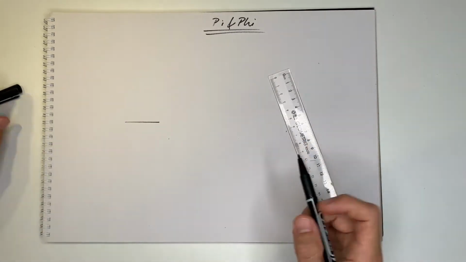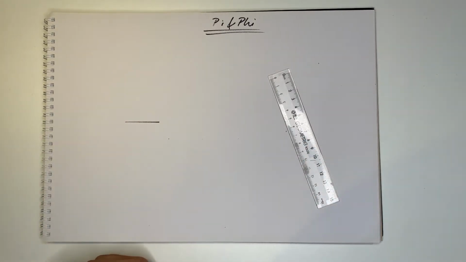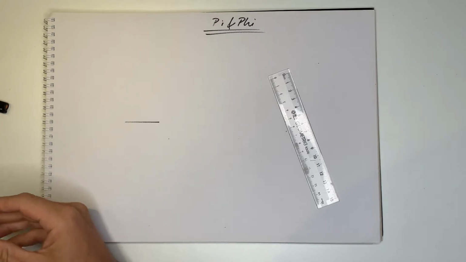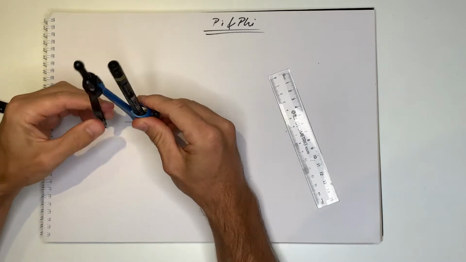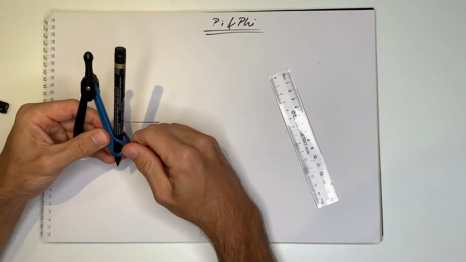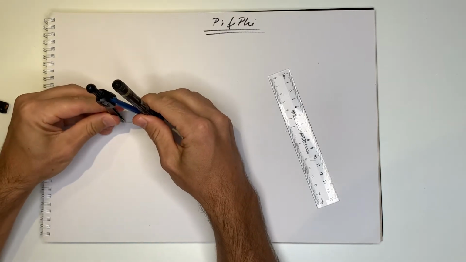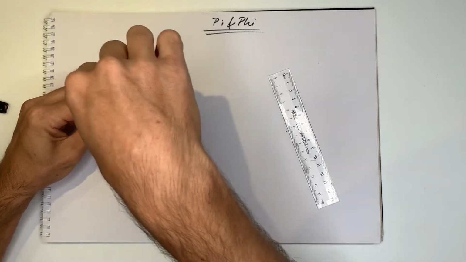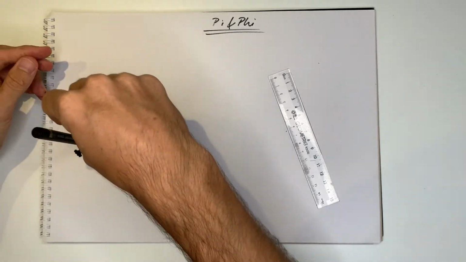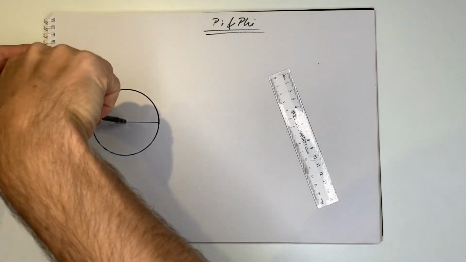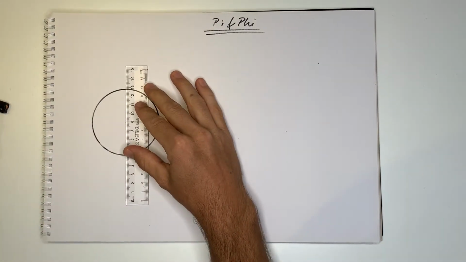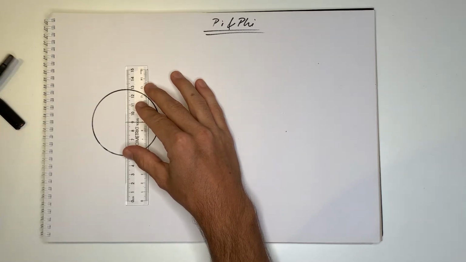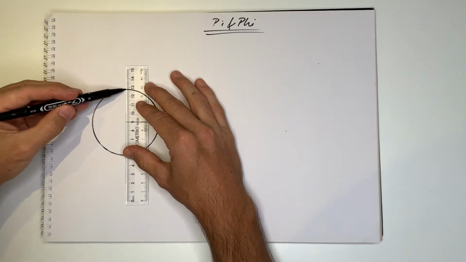I start with an arbitrary line. This line I will use as a radius to make a circle. Now let's see that all the instruments are working. So we make a circle from this, like this. In here I also want to draw the diameter. So let's do like that.